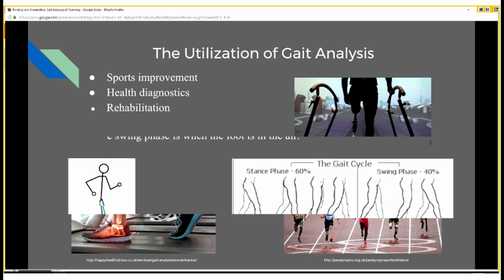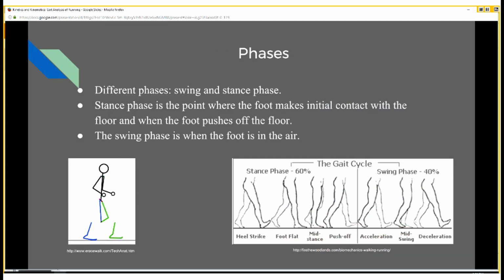So in gait, there are two different phases. We can break it up into two basic phases. We have swing phase and we have stance phase. So swing phase is just when your leg is in the air. While you're walking, when your leg is in the air, that's swing phase. And then when it's in contact with the ground, that's stance.